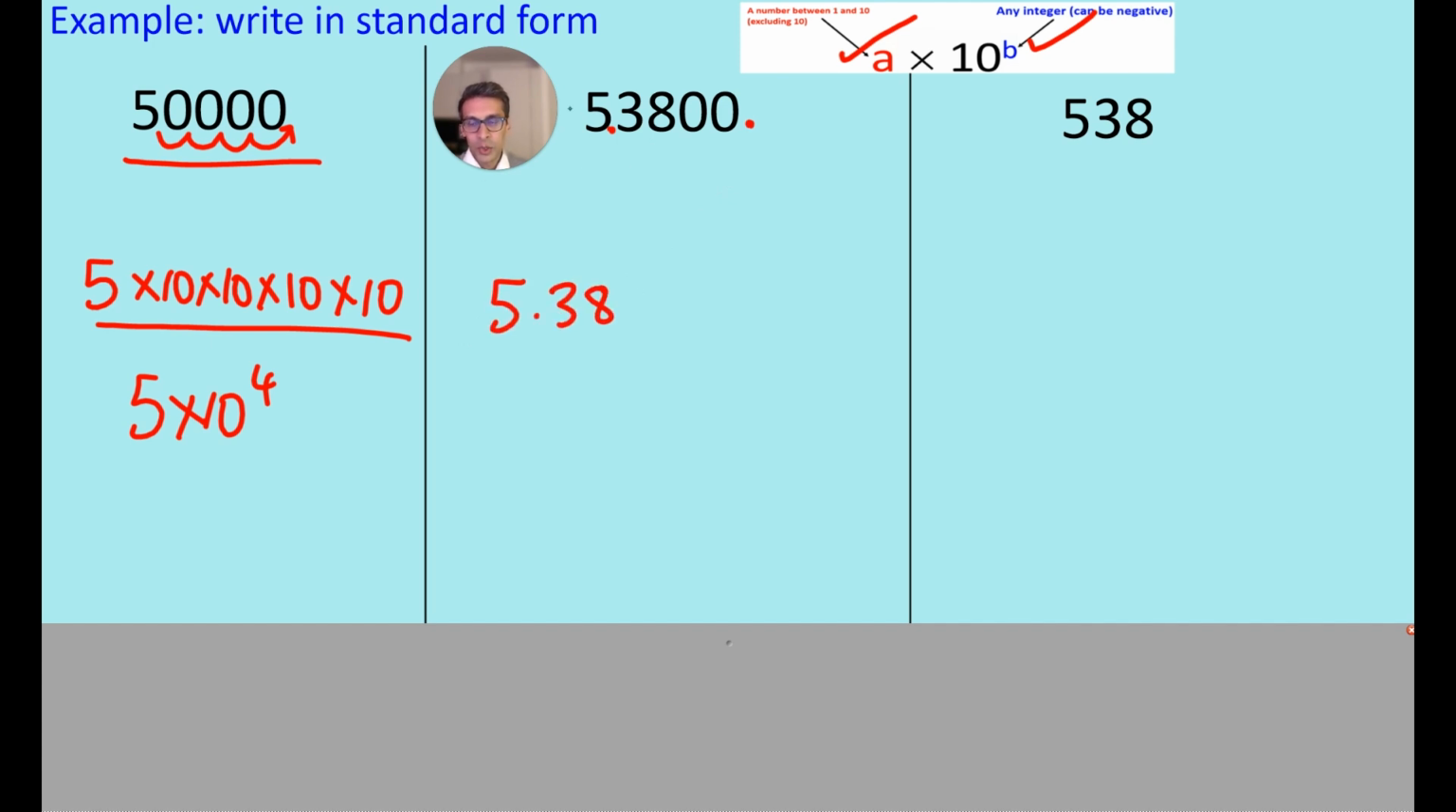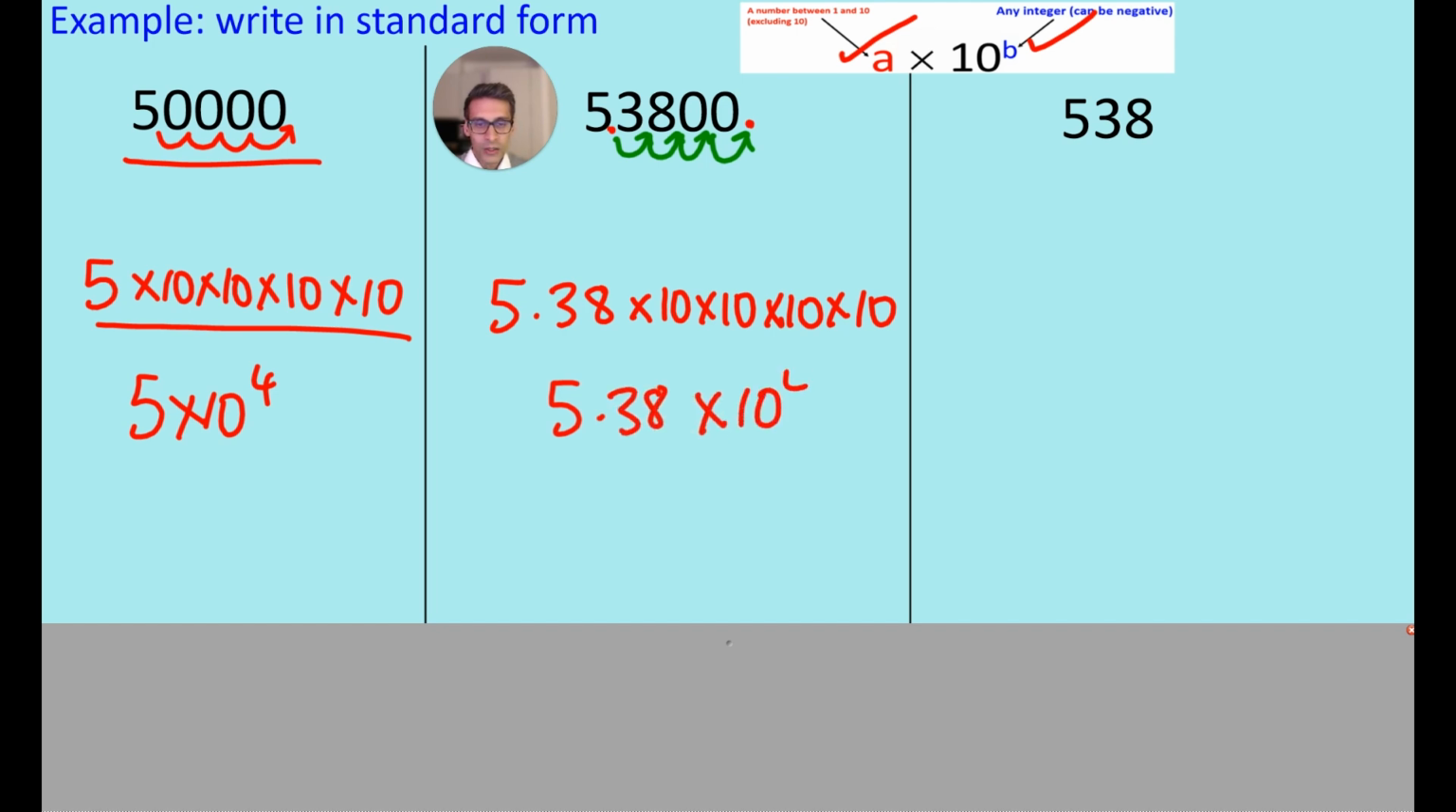Now how many times are we going to multiply it by 10? Well, once, twice, 3 times, 4 times. So the long way of writing this is times 10, times 10, times 10, times 10. And the shorthand is 5.38 times 10 to the power 4. Okay, here's another example. Now we want this to be between 1 and 10. So the decimal originally was here because it's 538.0.